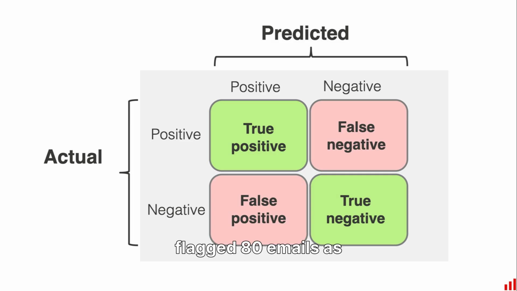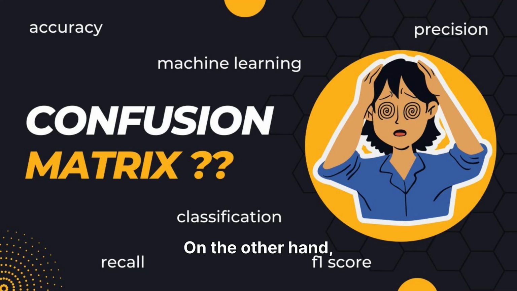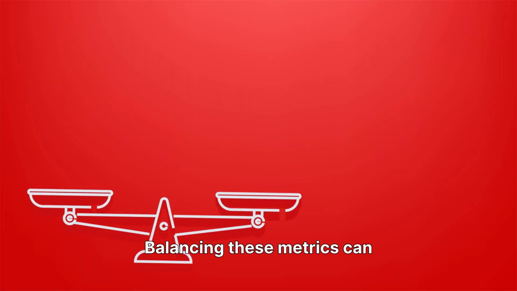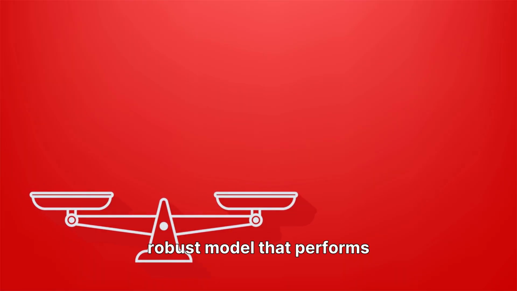Let's say your model flagged 80 emails as spam, but only 60 of them were actually spam. Your precision would be 60 out of 80, which is 75%. On the other hand, if there were 100 actual spam emails and your model caught 60 of them, your recall would be 60 out of 100, or 60%. Balancing these metrics can help you create a robust model that performs well in various scenarios.